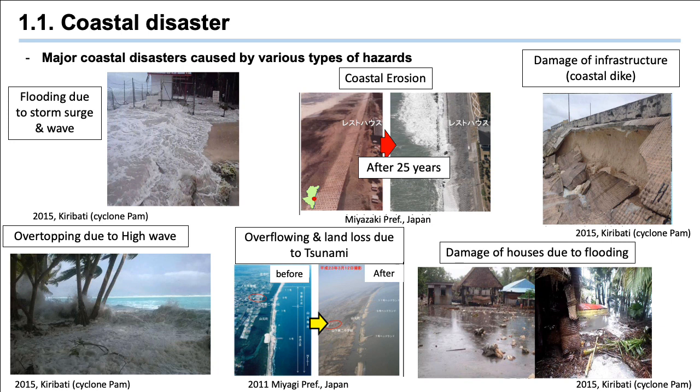Japan coast. Okay, and the right top figure shows the damage of infrastructure such as coastal dike, and the right bottom figure shows the damage of houses due to flooding. So the coastal disaster covers various types of disasters related to coastal area.